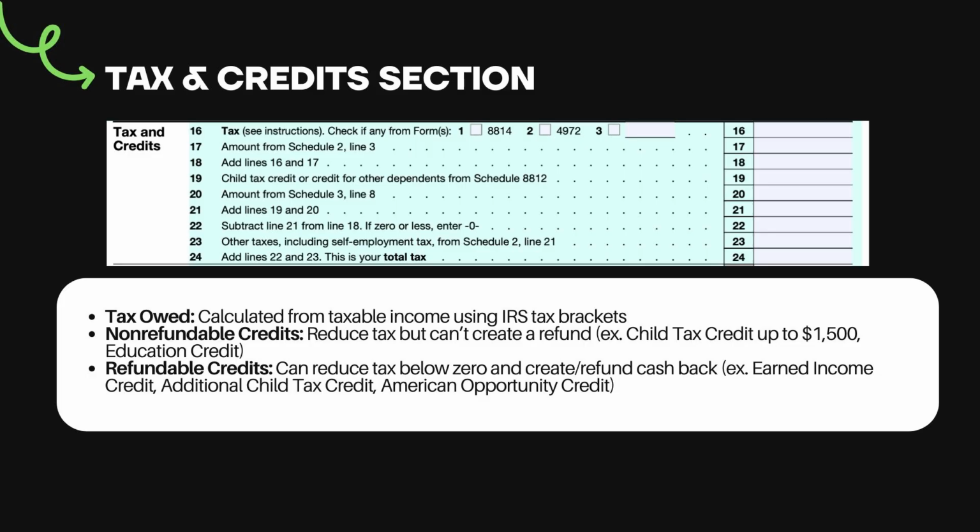That's what's left after deductions are subtracted. Using the tax brackets, the IRS calculates how much tax is owed on that number. That's the starting point, what the IRS says the client should pay before we apply any credits.